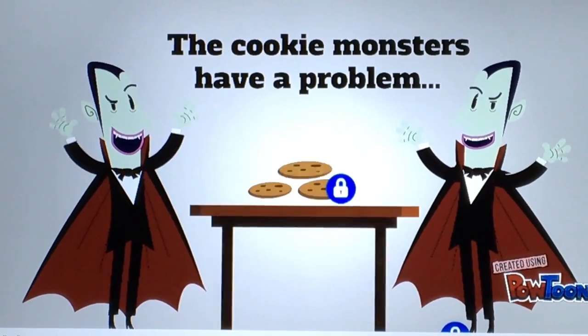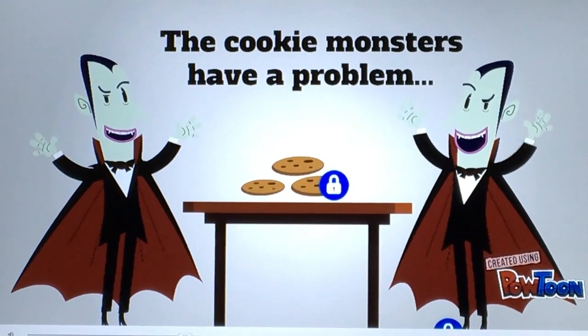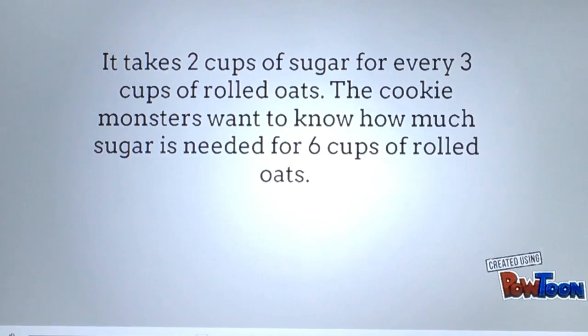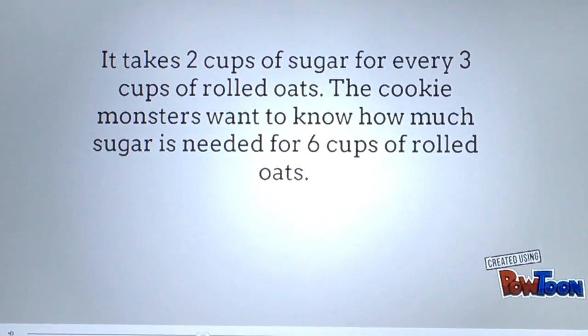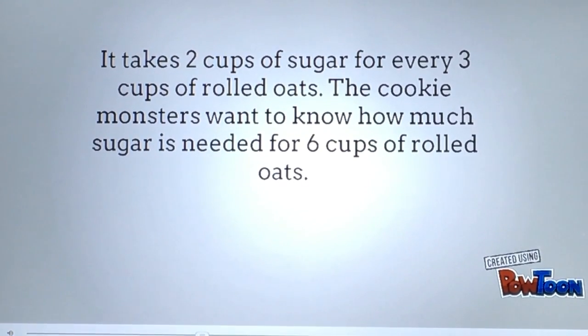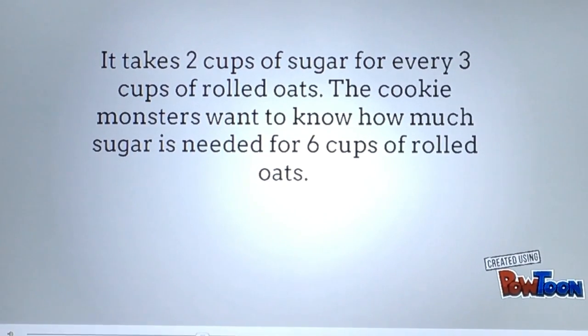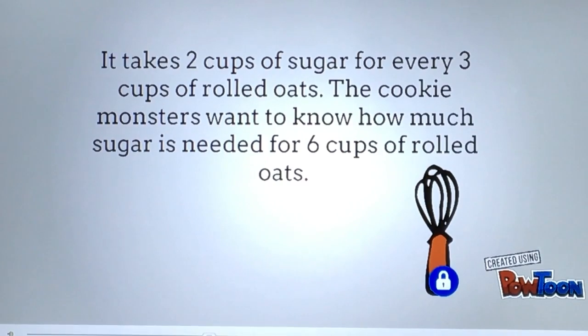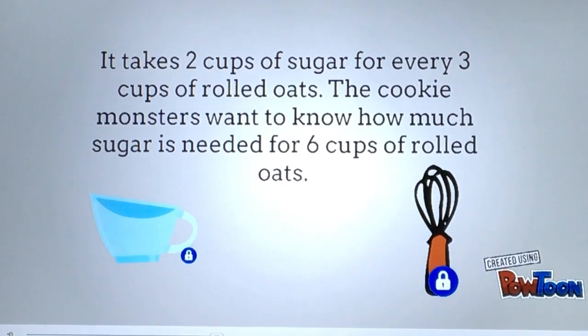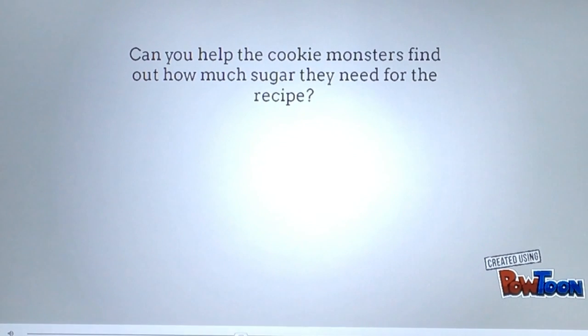The Cookie Monsters have a problem. It takes 2 cups of sugar for every 3 cups of rolled oats. The Cookie Monsters want to know how much sugar is needed for 6 cups of rolled oats. Can you help the Cookie Monsters find out how much sugar they need for the recipe?